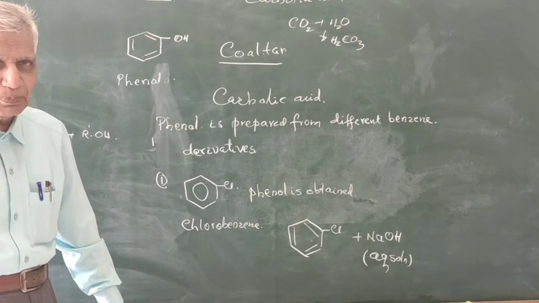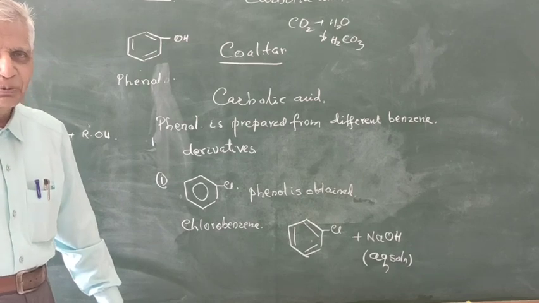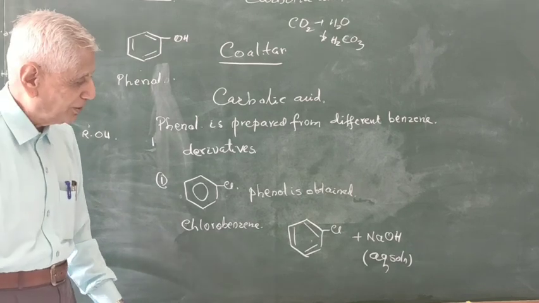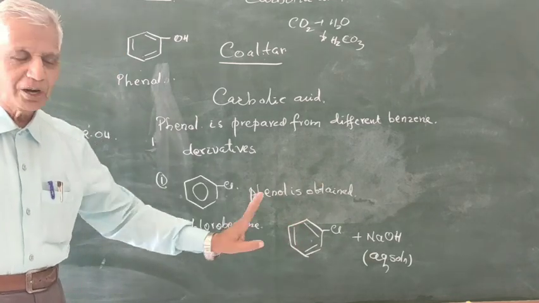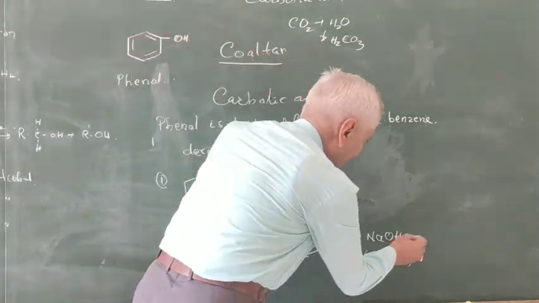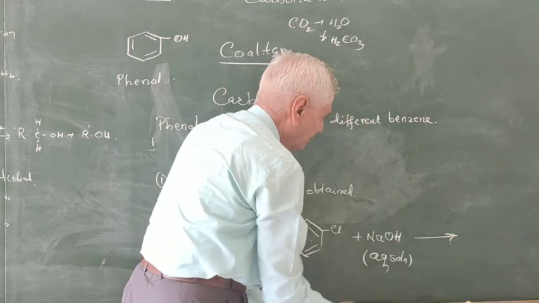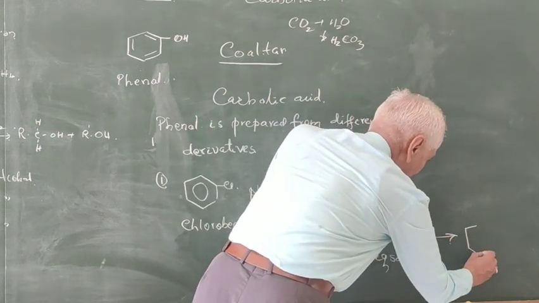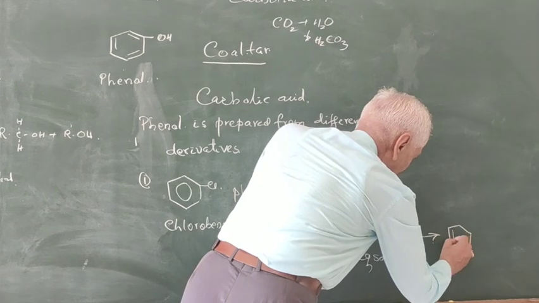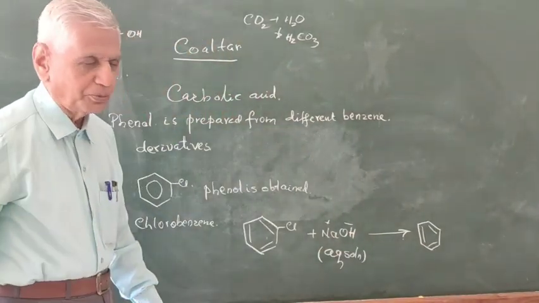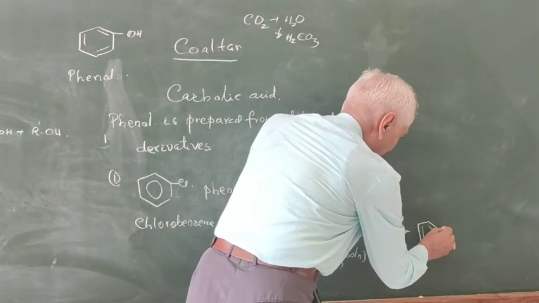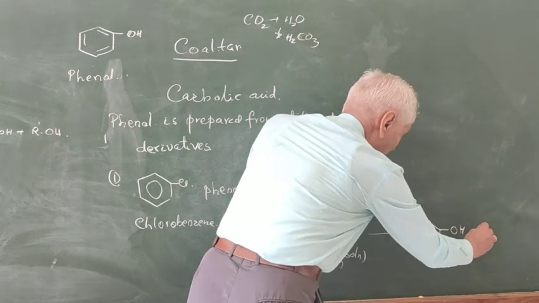Nucleophilic substitution means Cl is replaced by a nucleophile. What is a nucleophile? Cl should be replaced by OH. So this is called a nucleophilic substitution reaction. That is, Cl is replaced by a nucleophile, OH minus. OH minus is a nucleophile. So this reaction is not an easy reaction.